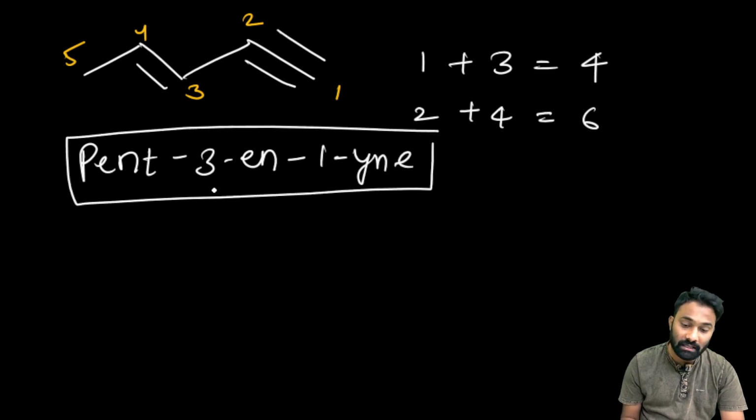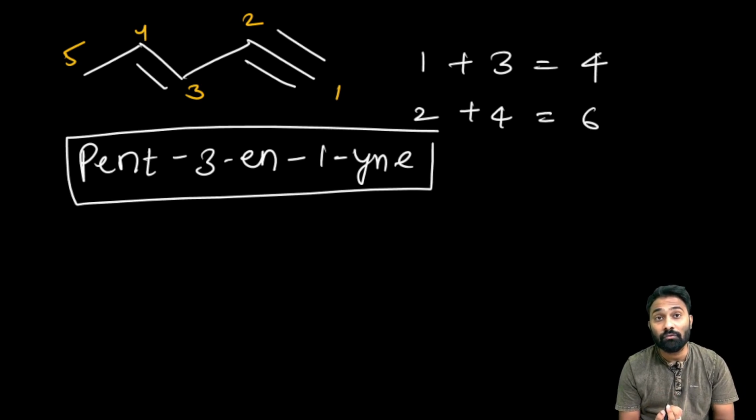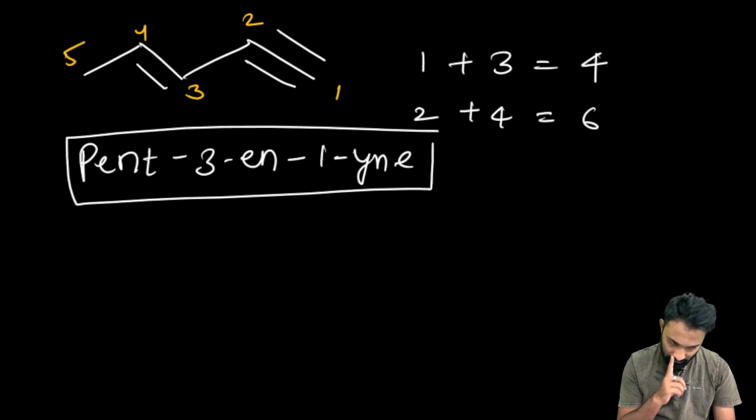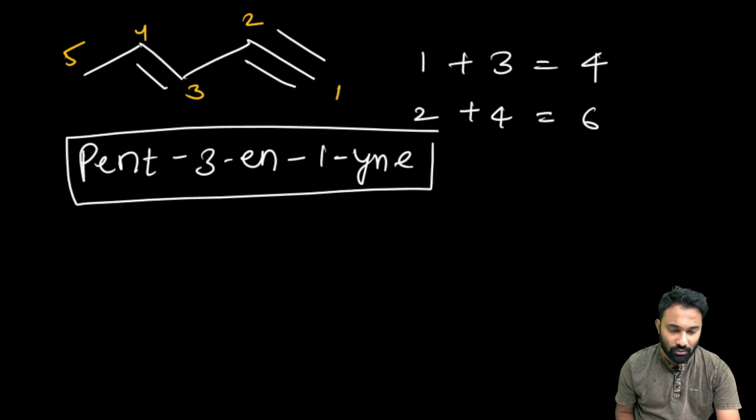Sir, why are you writing the double bond first? Why not the triple bond? Already I said we have to follow the alphabetical order, right? In alphabetical order, the double bond (en) will come first, then the yne. That's the reason I was writing the double bond first. Done? Now, next. Now we'll do questions based on this.